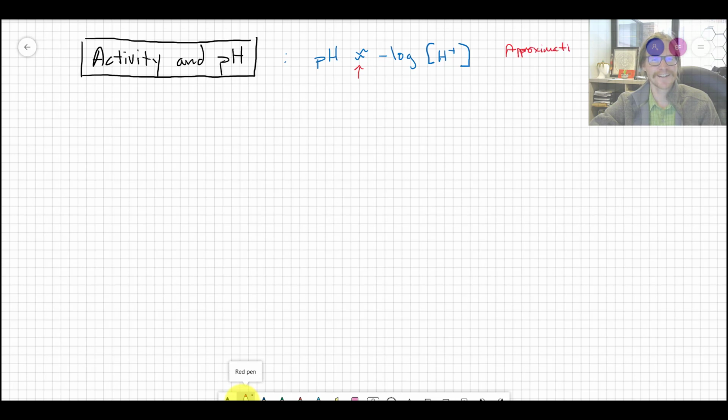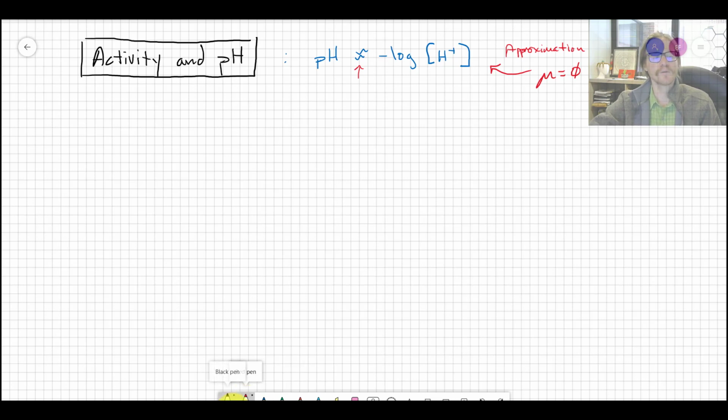And that can be a little unsettling, right? Because you're really used to this notion, but it's no longer apparently true if you don't have a solution where the ionic strength is 0. This is still true if the ionic strength is 0, but that's almost impossible. It's almost impossible to have nothing else in solution but pure water.